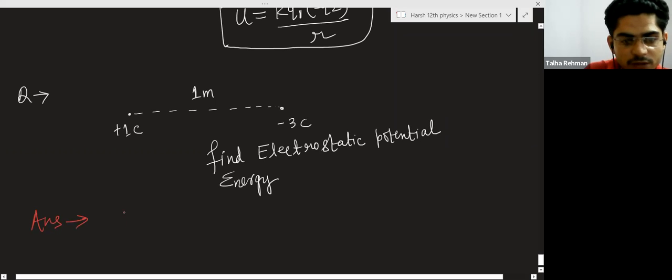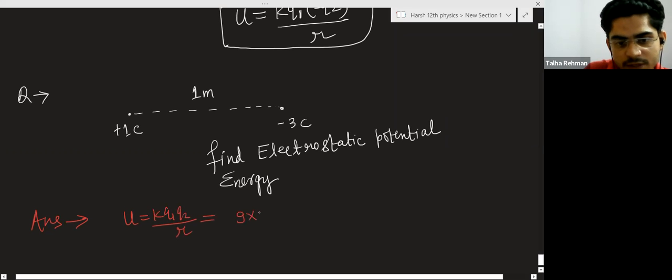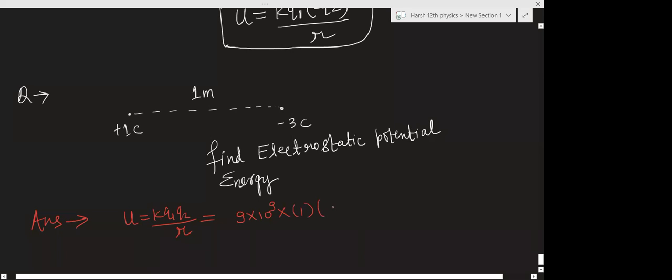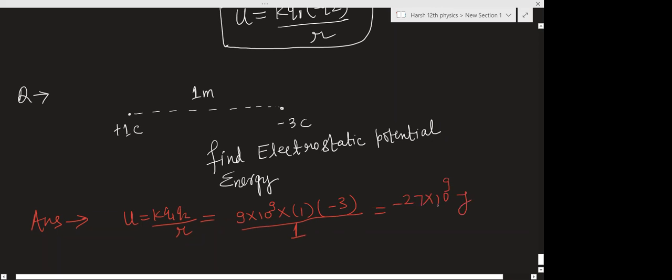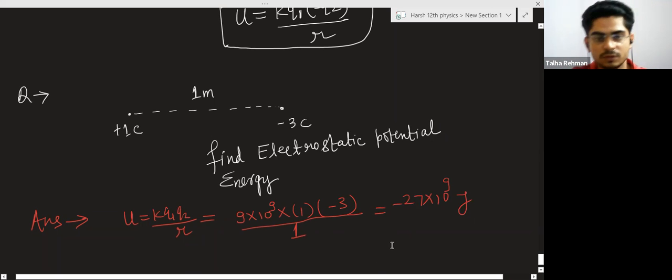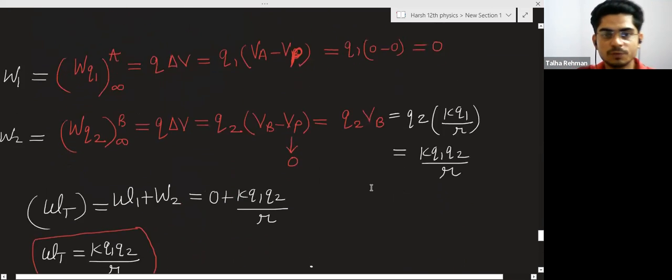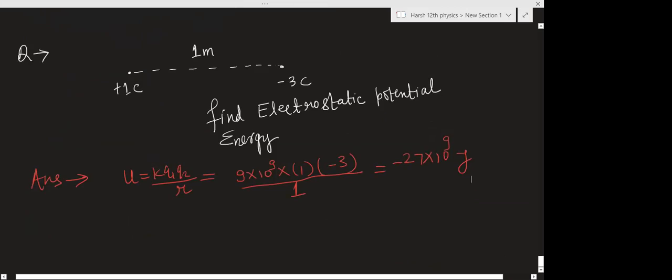We have a formula U equal to K Q1 Q2 by R. The value of K is given, and R is 1 meter, right? Okay, just a minute, I'll solve it. No problem, you can also solve. The answer is minus 27 into 10 to the power minus 9 joule. Okay, got it. Can you solve more questions? Yes, sir, I can.